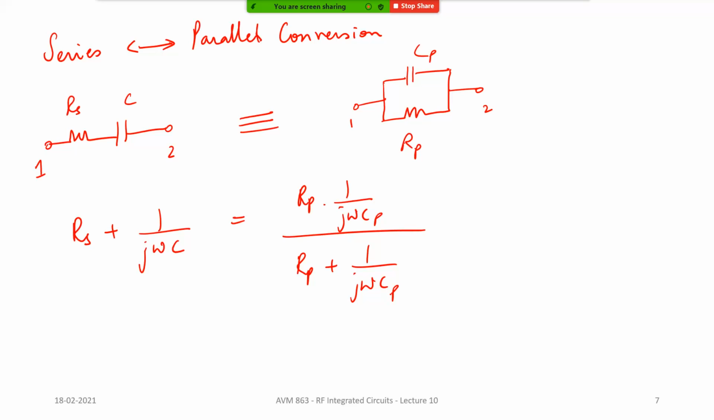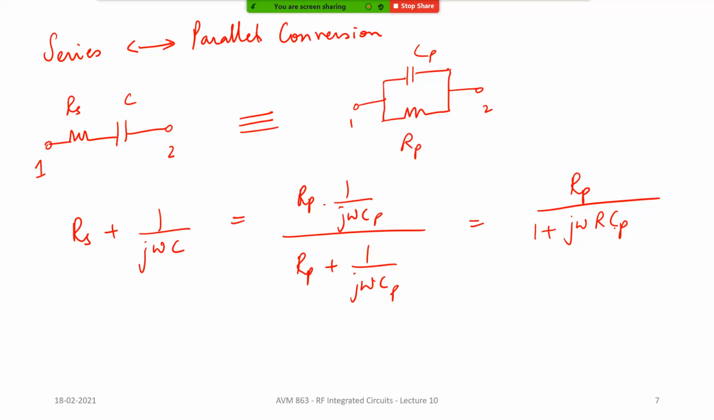So if these two networks are equivalent, then the impedance seen between the two terminals has to be equal. So the right hand side expression can be written as what? Rp divided by 1 plus j omega Rp Cp. Correct. Or you can also write it in terms of s if you want, but that's okay.